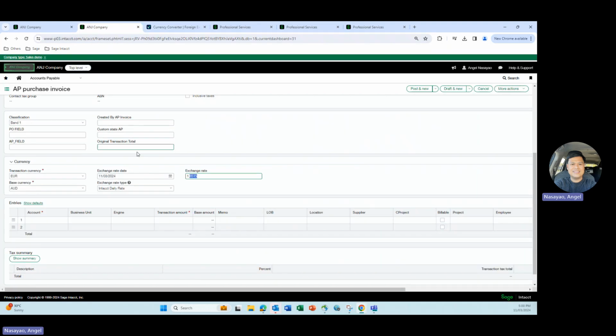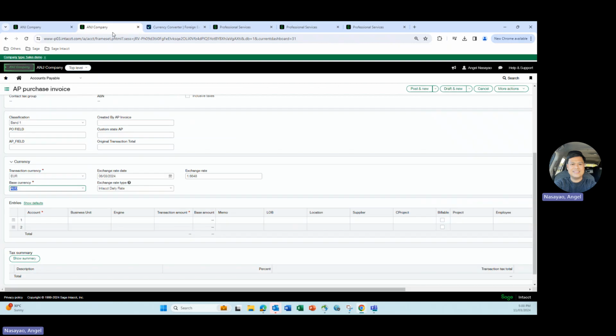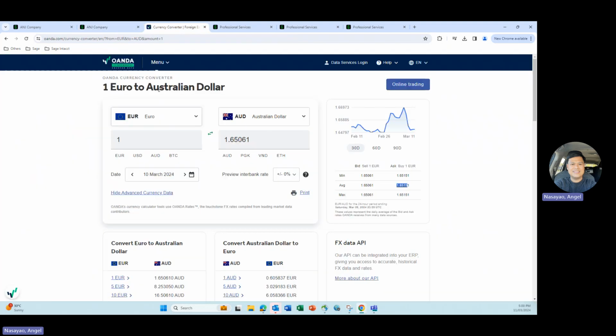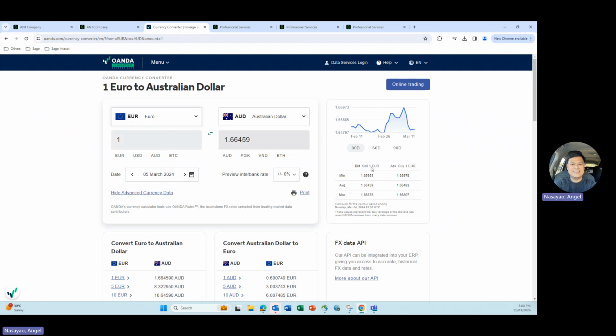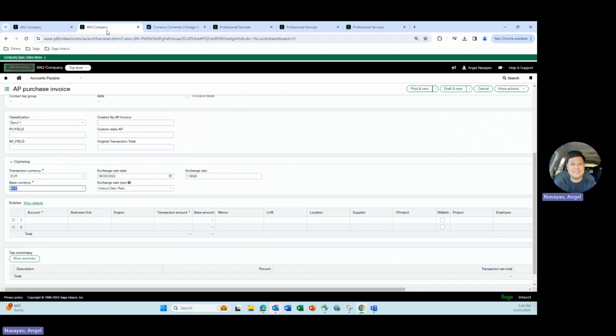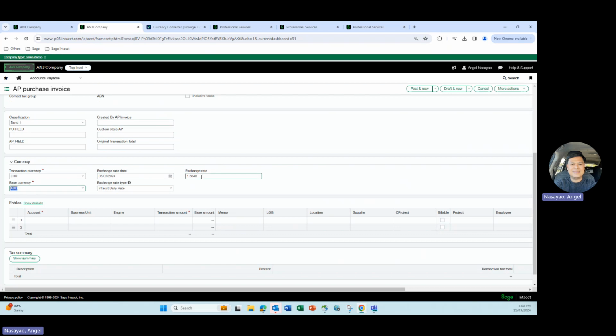But if I change the date, just for our demo purposes, what if the exchange rate date is the 6th? Since we are using 1 day prior, then we'll be using the 5th of March in Oanda. So if I change this to the 5th of March, and this is still EUR to AUD, I should be looking at 1.6648. Okay, so hope that's clear now.